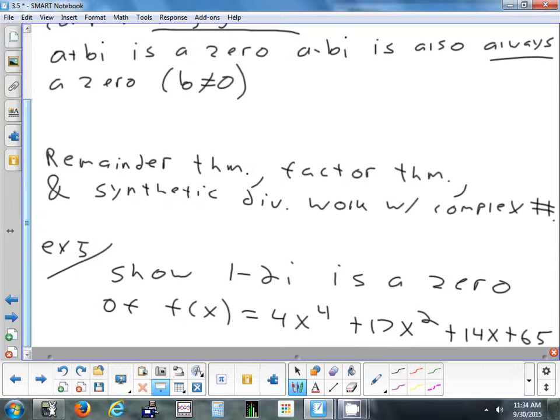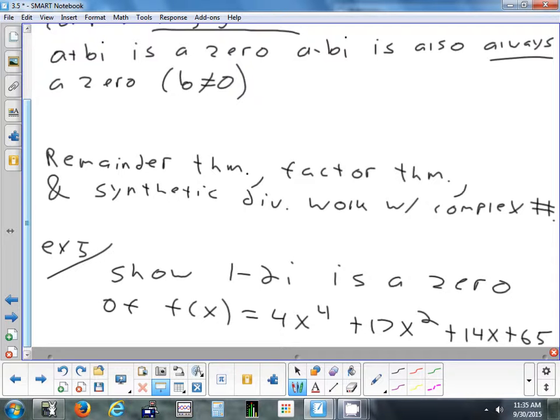Right? It's a little bit of work to show that a complex number is a root using synthetic division. We can still do it. We just have a lot of side work we're going to do. Okay, a lot of foiling and distributing.